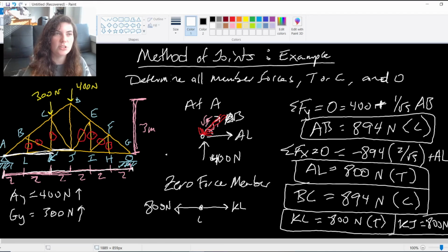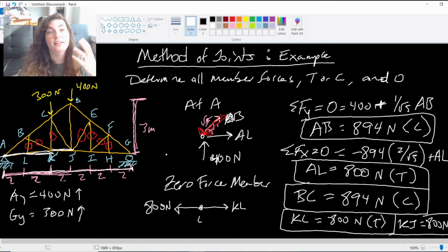Now, I can't make the same deductions once I get to JI because I've got CJ and DJ there. They're contributing forces. They're not going to be exactly equal. As well as the BC and CD because, again, I have the 300 Newton applied load now, as well as members CJ. So I don't need to do them at points B or L or K, but I will need to do them at C or J because now the equations are different, right? It's not exactly all one straight line.